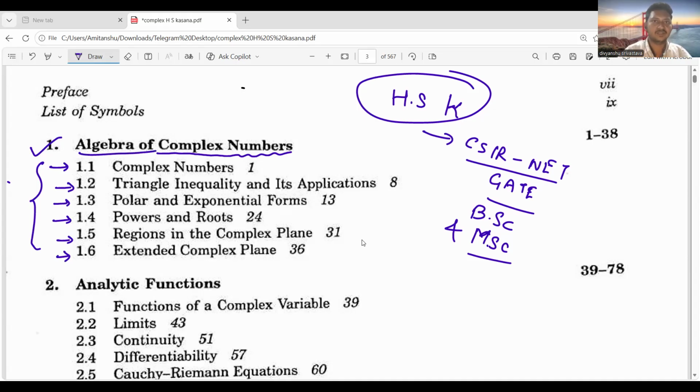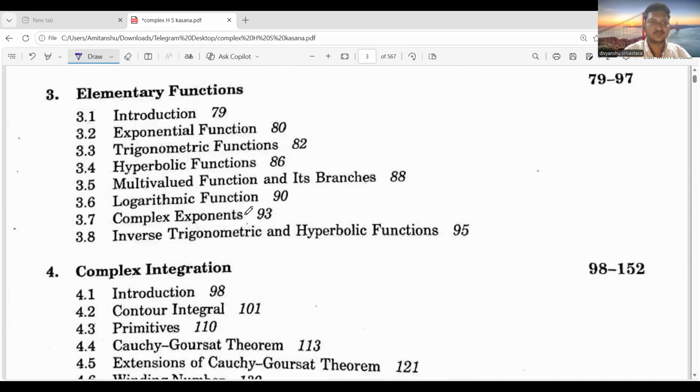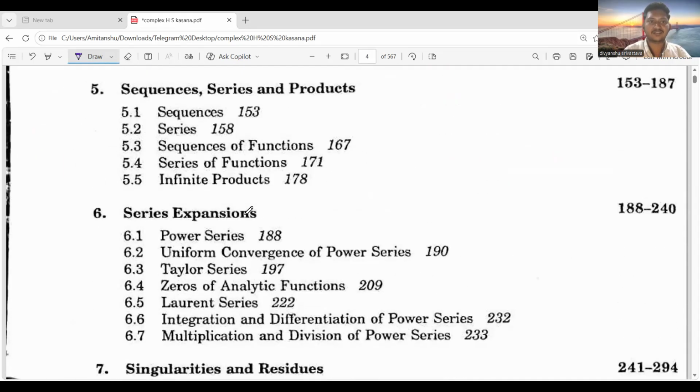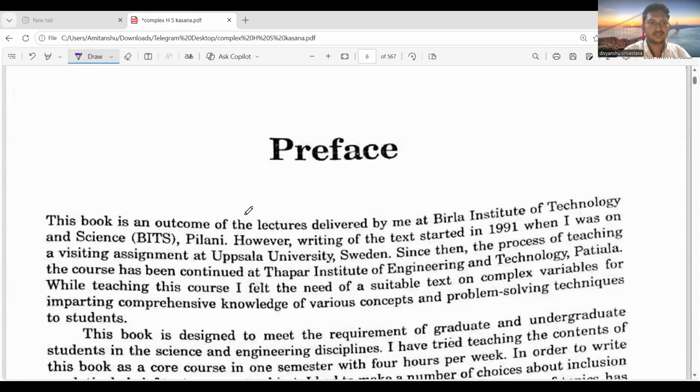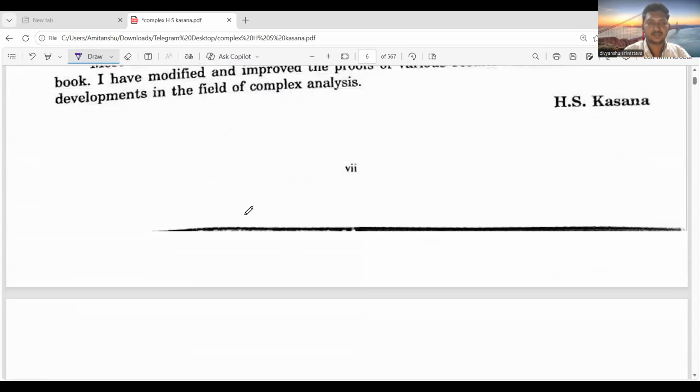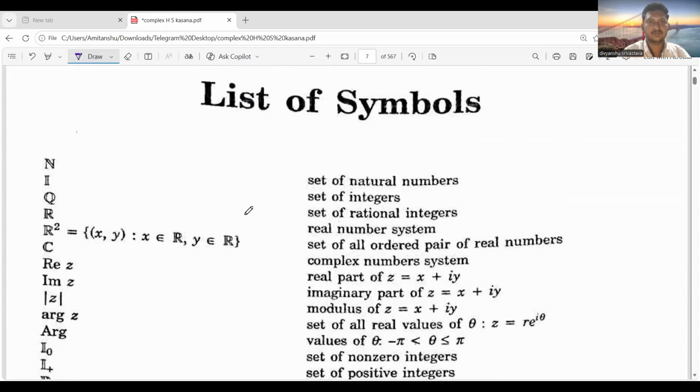So today I am beginning the algebra of complex numbers. Now I explain the book. Keep in mind, here is a list of symbols related to this book. N represents the set of natural numbers, I the integers, Q the rational numbers, R the real numbers, and R squared is two-dimensional: let x and y be elements, where x belongs to R and y belongs to R. That is the set of all ordered pairs of real numbers.